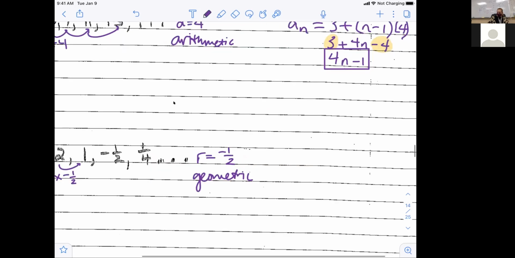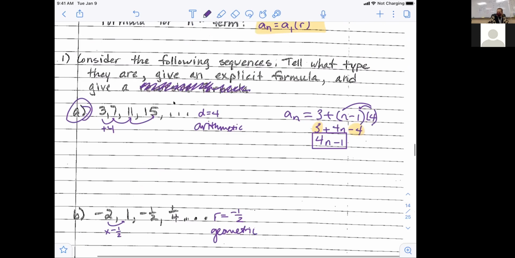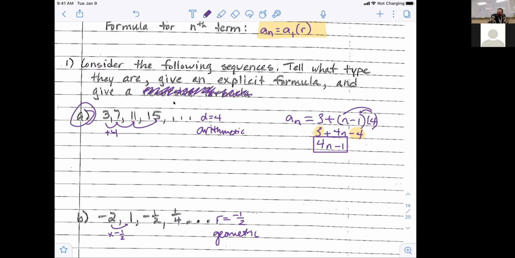And then I'm going to use my formula that we just learned above. It's going to be a sub n, because then I don't know which term I want, equals, what's my a sub 1? What's your first term? Negative 2. Good. So I've got negative 2 times r, which is negative 1/2, raised to the n minus 1. Now you cannot simplify that anymore. This is the best answer you can give.